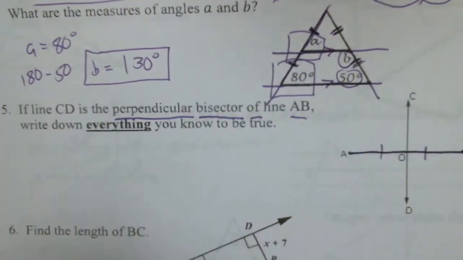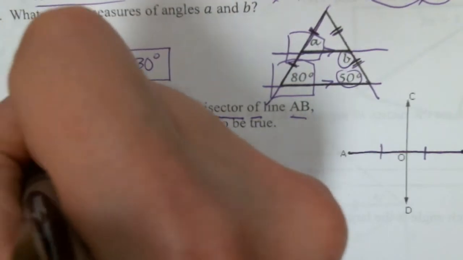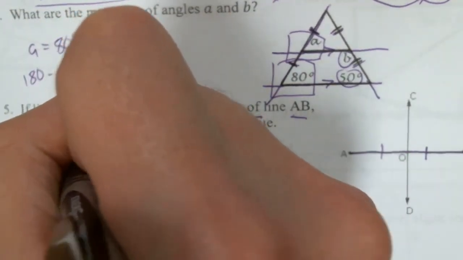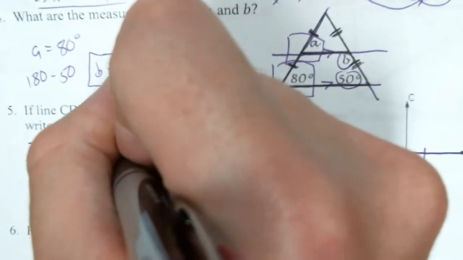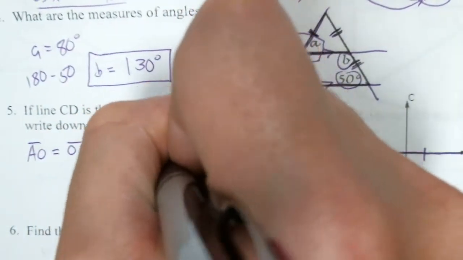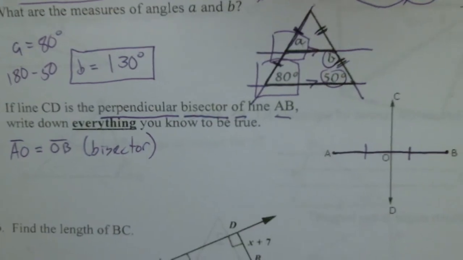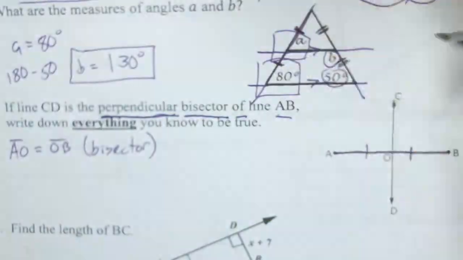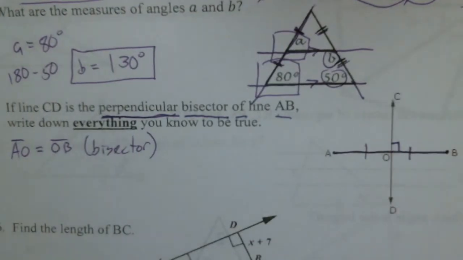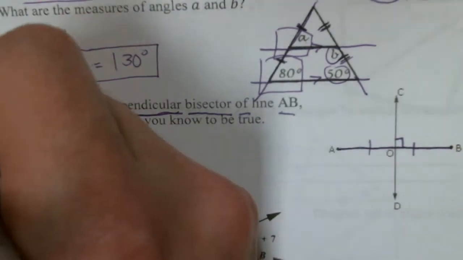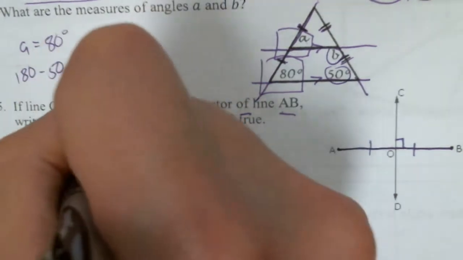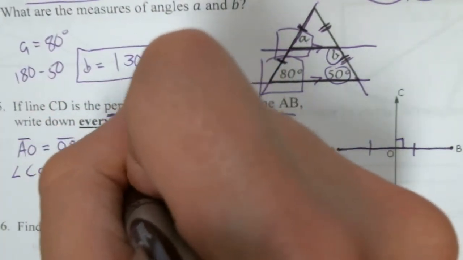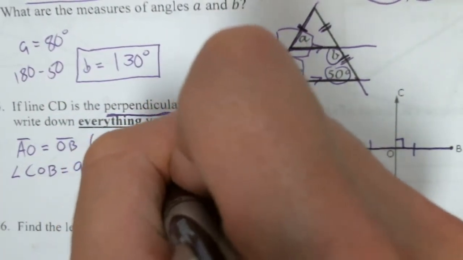So I know, one of the things that I know is that AO, line AO, is equal to line OB. Okay? Because, I'll just put in parentheses, it's a bisector. So I'm cutting AB in half. Okay, what else do I know? Perpendicular, that's a box, 90-degree angle. So I can say angle COB is equal to 90 degrees because it's a perpendicular bisector.